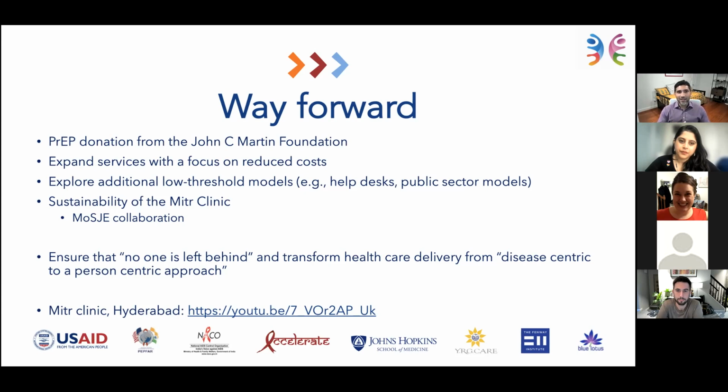And we really want to start transforming healthcare delivery from a very disease-centric model, which is what most programs have been, whether it's HIV or TB or viral hepatitis, to switch it more to a person-centric approach to really try and address all the different requirements people have, putting people first rather than putting the disease first.